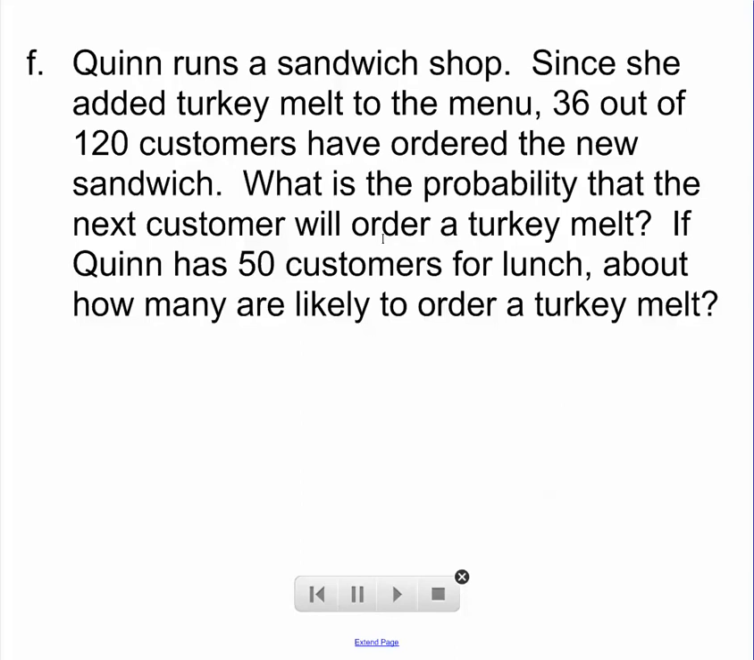Next, Quinn runs a sandwich shop. Since she added turkey melt to the menu, 36 out of 120 customers have ordered the new sandwich. What's the probability that the next customer will order a turkey melt? Let's stop right there and answer that question. Well, since 36 out of the last 120 people have ordered a turkey melt, we're going to assume that rate will continue, and we'll just simplify that. 12 out of 40, and we can go further than that. How about 3 out of 10? So the probability that someone's going to come in and order a turkey melt is 3 out of every 10 people.